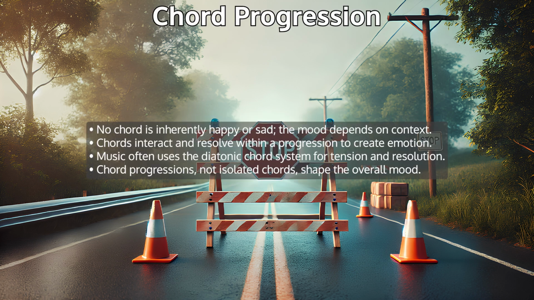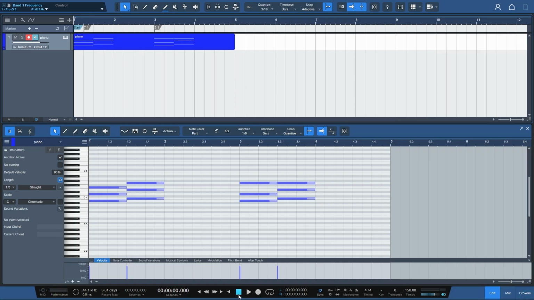One important rule is there are no inherently happy or sad chords. The mood of a piece depends on the context, how chords interact and resolve within a progression. Music often relies on the diatonic chord system, where certain chords create tension and others resolve it. This is why we talk about chord progressions, not isolated chords.